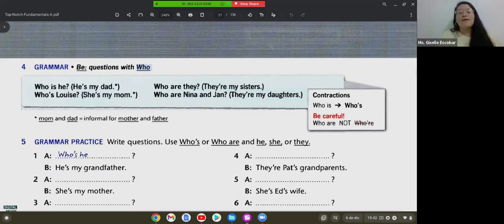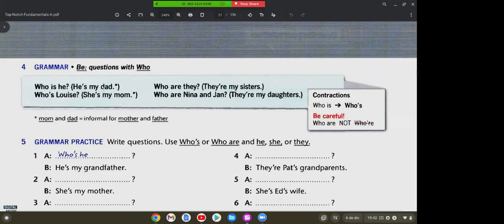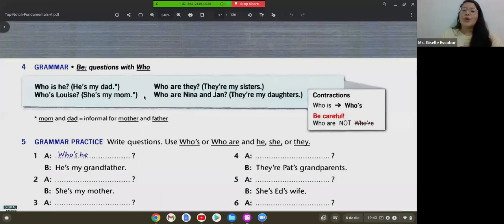And we also have contractions for this question. We can say, who's Luis? He's my mom. Who is he? He's my dad. Who are they? They are my sisters. Who are Nina and John? They are my daughters.